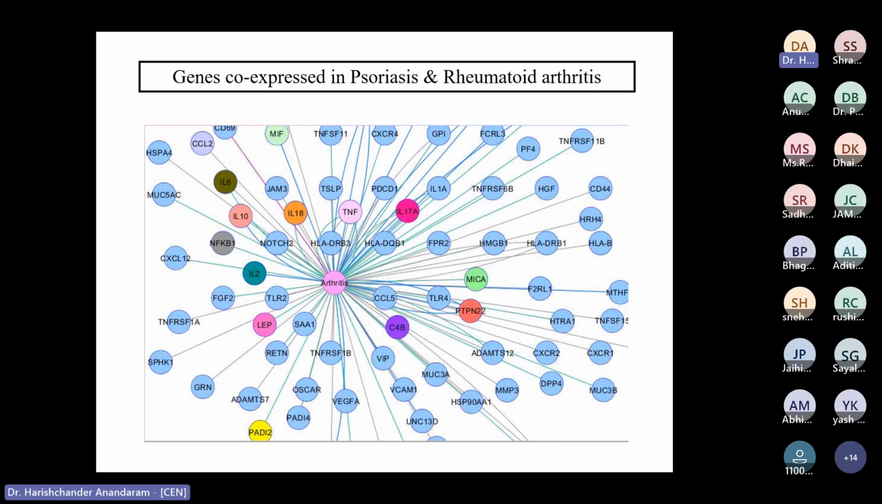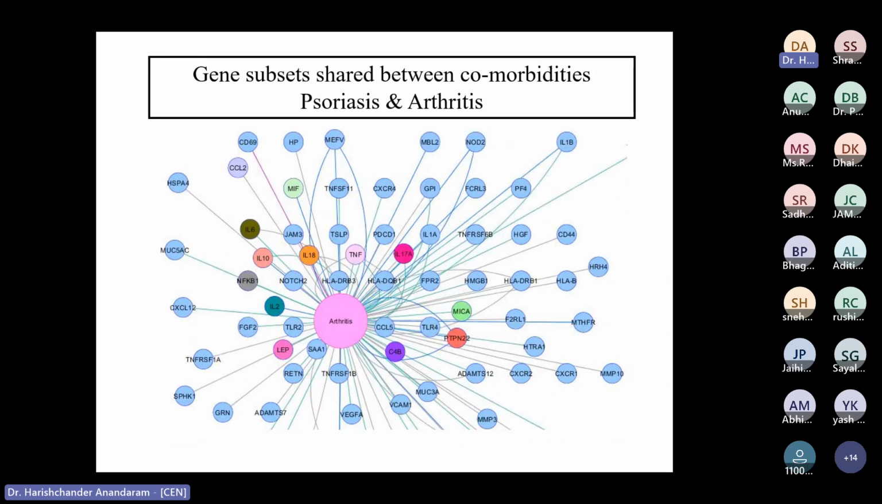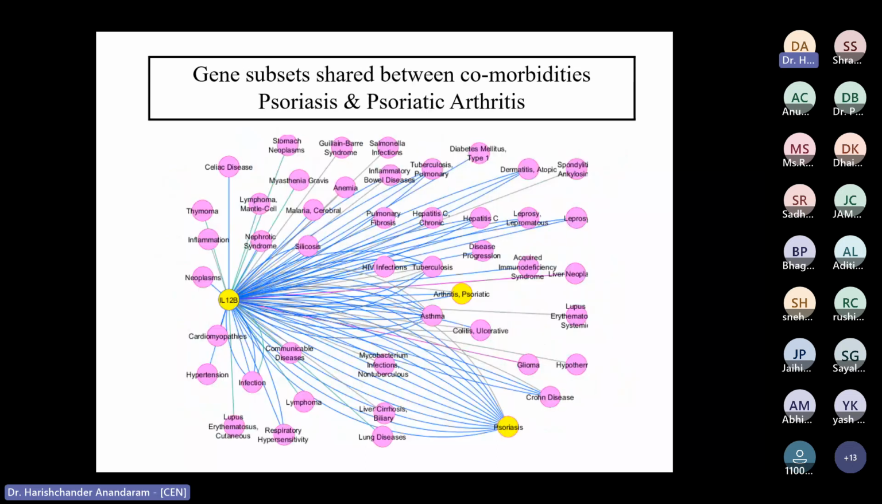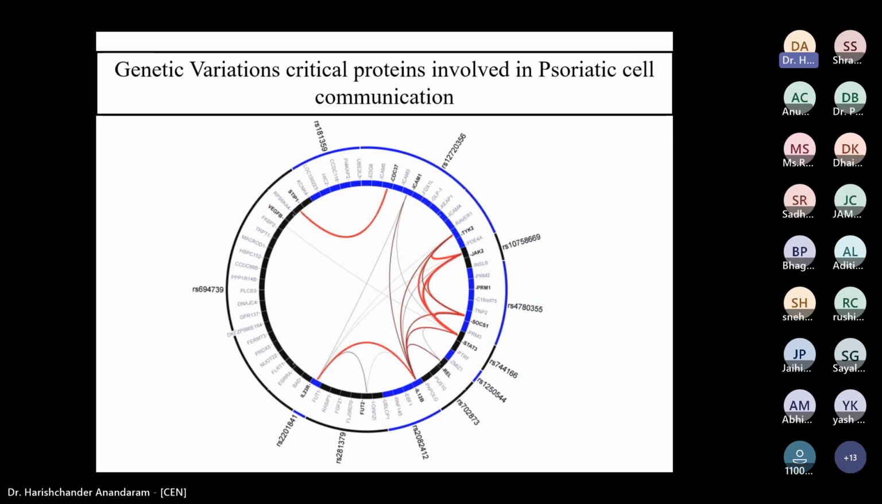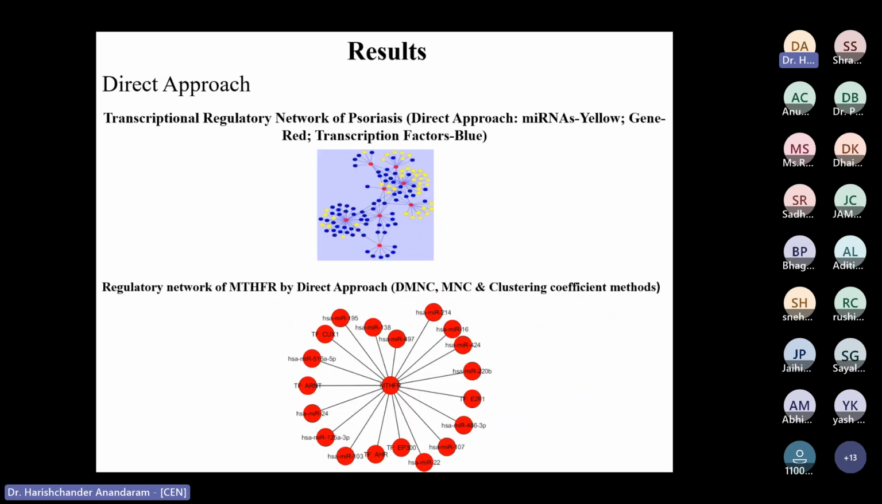And then the genes which are co-expressed in psoriasis and rheumatoid arthritis were also screened, and the ones unique to psoriasis were taken from arthritis, because a lot of similarities will come, and that should not end in false positives. So the cellular communication based model subset also was taken. And then the genetic variations involved in psoriasis and cell-to-cell communication were also analyzed.